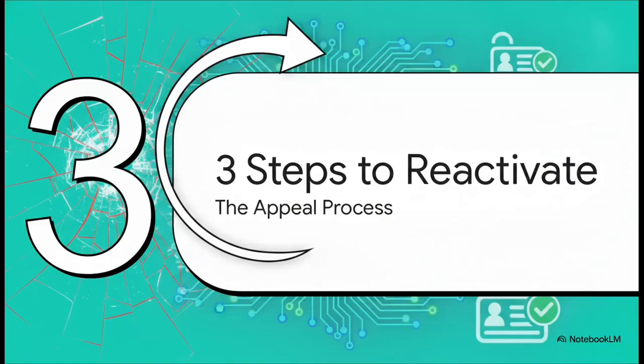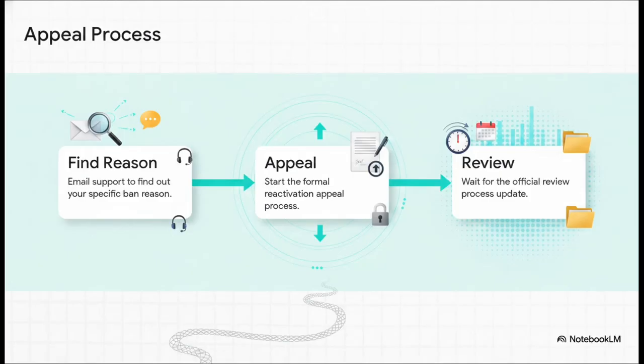All right, on to the solution. Section 3, the 3 steps to reactivate. The path back to an active account is actually surprisingly straightforward, if you follow the protocol exactly. Step 1 is simply to find out your specific ban reason by contacting support. Step 2 is initiating the formal reactivation appeal process, and Step 3 is just waiting for the official review update. Let's break these down, because the details in Step 2, that's where people usually make some critical mistakes.